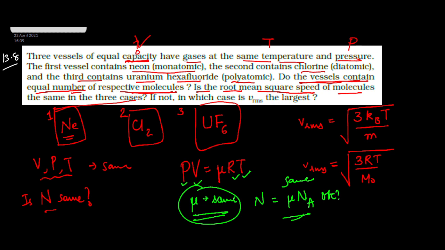Is it same for all the three gases? What is same? Have a look. 3 same, yes. R same, yes. Temperature also same, but molar mass not same. So in which case is Vrms the largest? Think about it. Look at this: M0 is in the denominator. So to make Vrms largest, molar mass should be smallest.